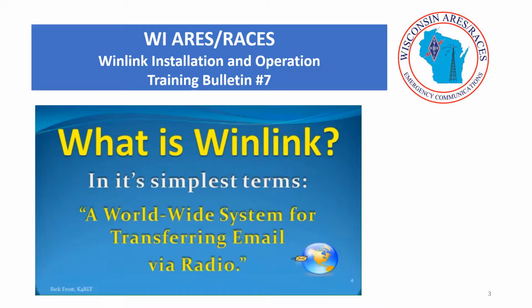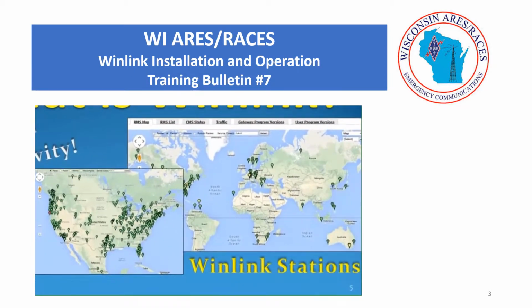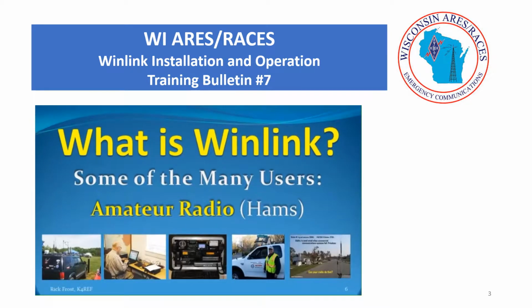What really is WinLink? In its simplest terms, WinLink is a worldwide system for transferring email via radio. WinLink has global connectivity. These maps show some of the many RMS stations worldwide. WinLink also has a wide range of users. WinLink has traditionally been associated with amateur radio. This includes the casual ham operator using the system for his everyday email. It also includes amateurs that volunteer their services in many other organizations. In this program, all of the examples we will look at are based on the amateur radio users.